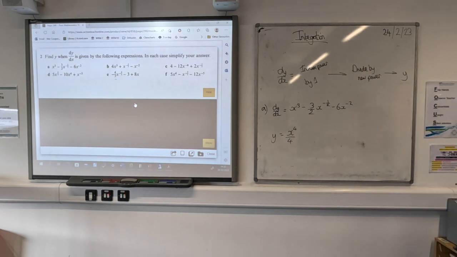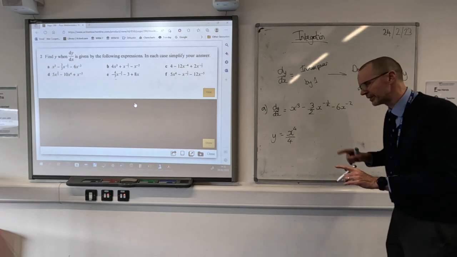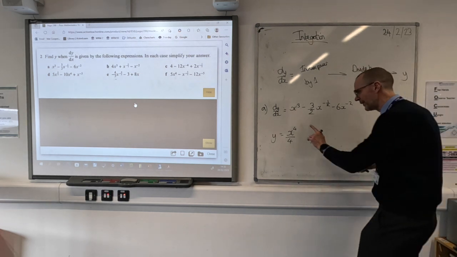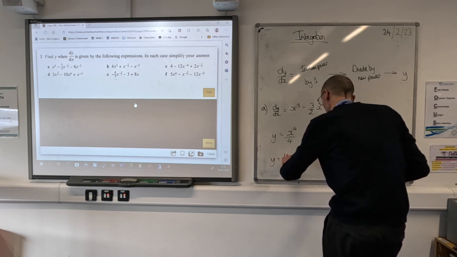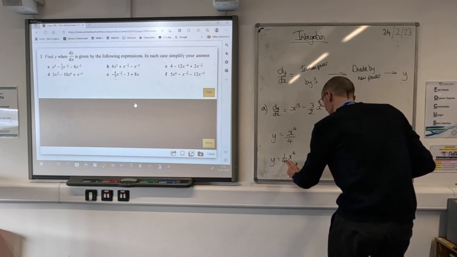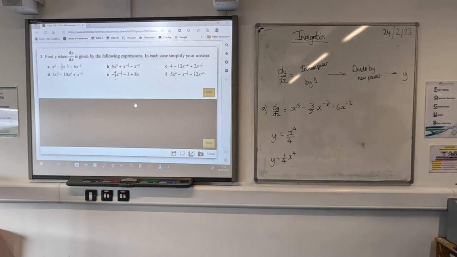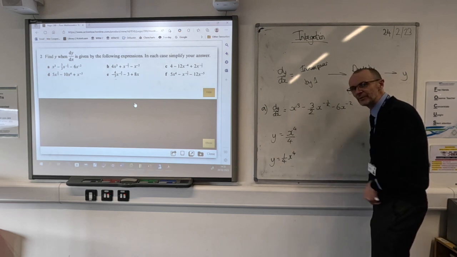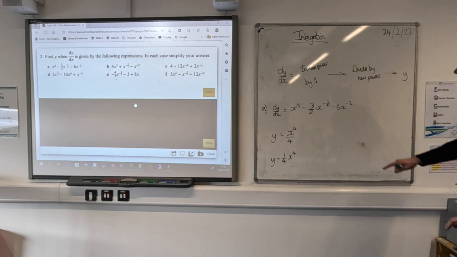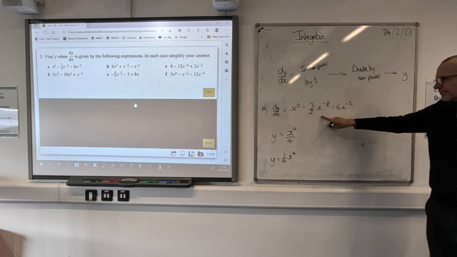Now, I'm not sure what the book does, but I need you to be happy that that is the same as that. To be honest, I forget which way around the book writes it, but these two things mean the same. I'm a big fan of this, but they're the same thing.